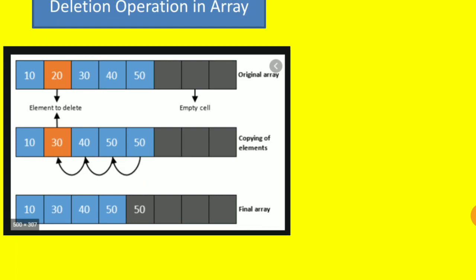First we'll see the original array at the top. The original array is 10, 20, 30, 40, 50. That means it has 5 values. The first value is 10, then the second value is 20, then further 30, 40 and 50. That original array has 5 numbers, and 20, the second position of the array, has been highlighted in orange color. That means we want to remove that element.